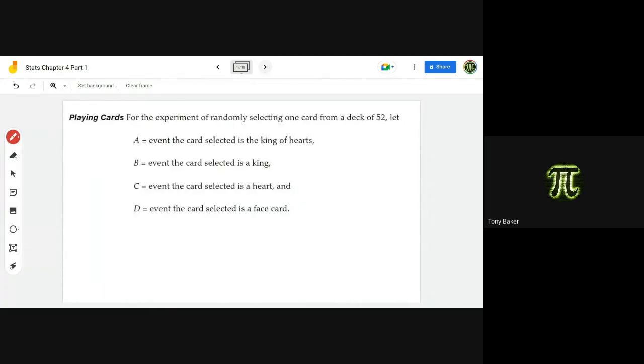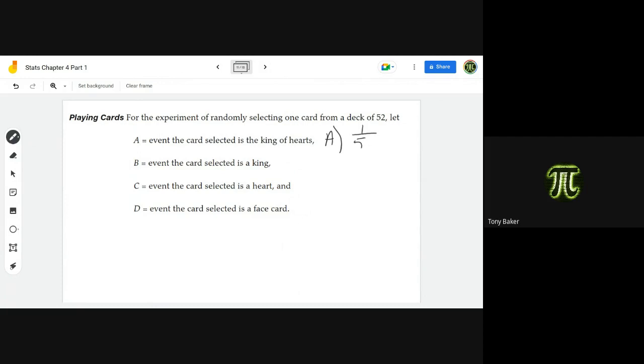All right. So here's my 4 events. The event A is the card selected is the King of Hearts. Event B is the card selected is a king. So let's define the probabilities of each of these real quick. What's the probability that I'm going to select the King of Hearts?